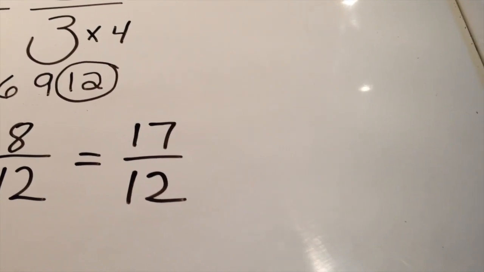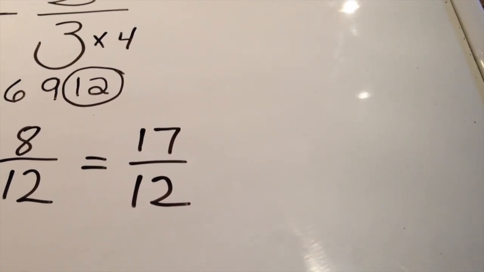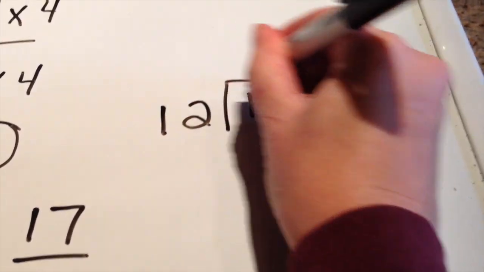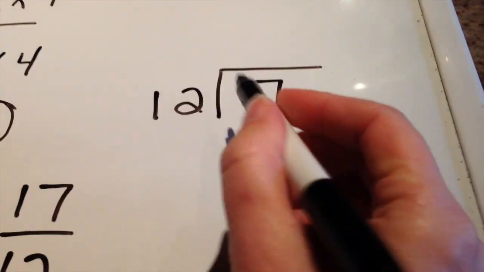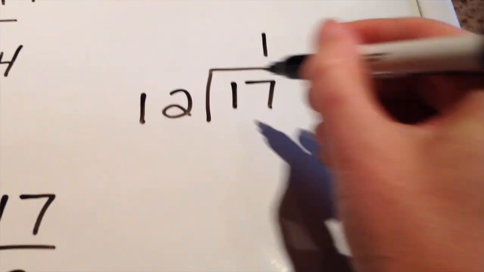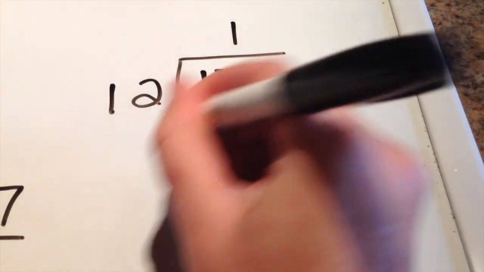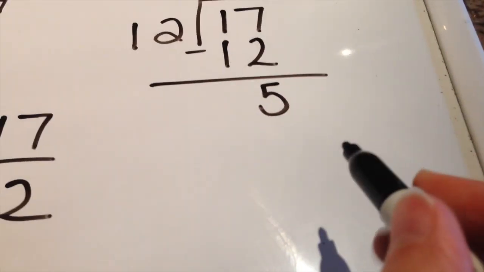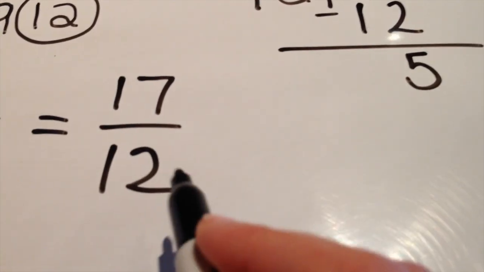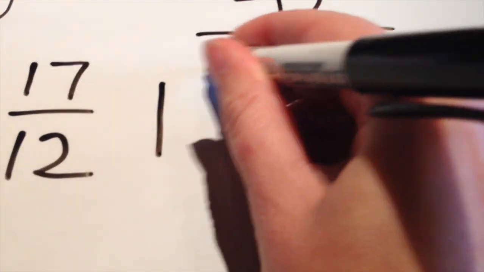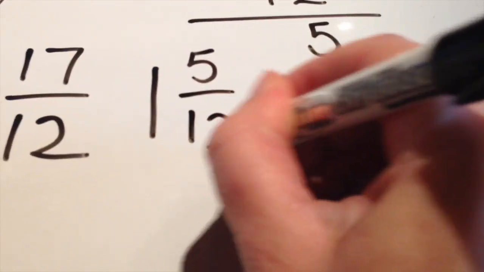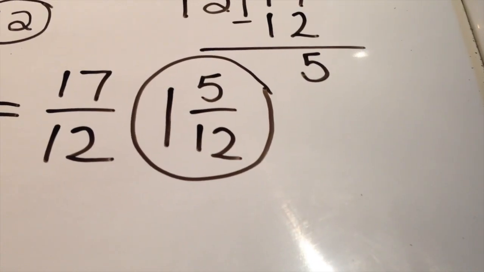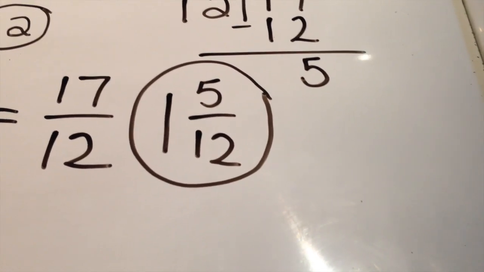And to do that, you look at the fraction like a division problem, 17 divided by 12. So I could write it like this, and go ahead and go through the steps. How many times does 12 go into 17? 1 time. I'm going to subtract the 12. And we have a remainder of 5. So 12 goes into 17 1 time with a remainder of 5/12. And that is our final answer written as a mixed number, 1 and 5/12.